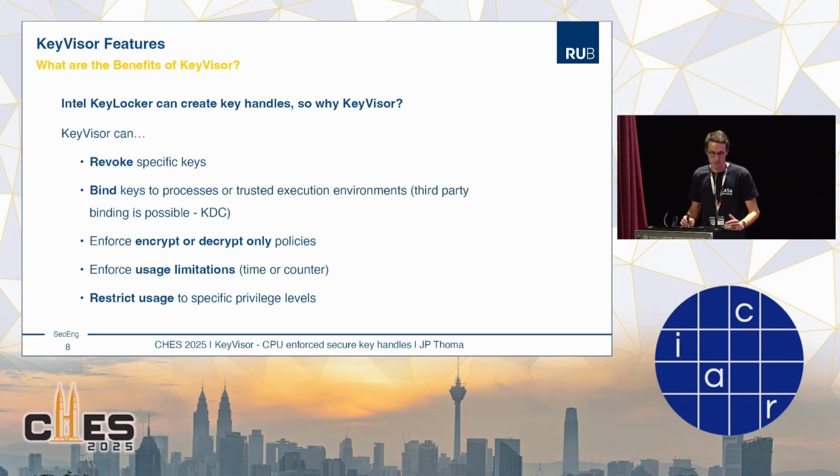So the advantages of KeyVisor are that you can revoke specific keys. You can bind keys to processes or trusted execution environments. You can also say from one process, I want to create a new key handle that is bound to another process. So you can basically do key distribution to other processes. You can enforce policies like encrypt or decrypt only. You can enforce usage limitations based on timers or usage counters. And also you can restrict the usage to specific privilege levels. So KeyVisor is much more versatile than the current solution that Intel offers here.